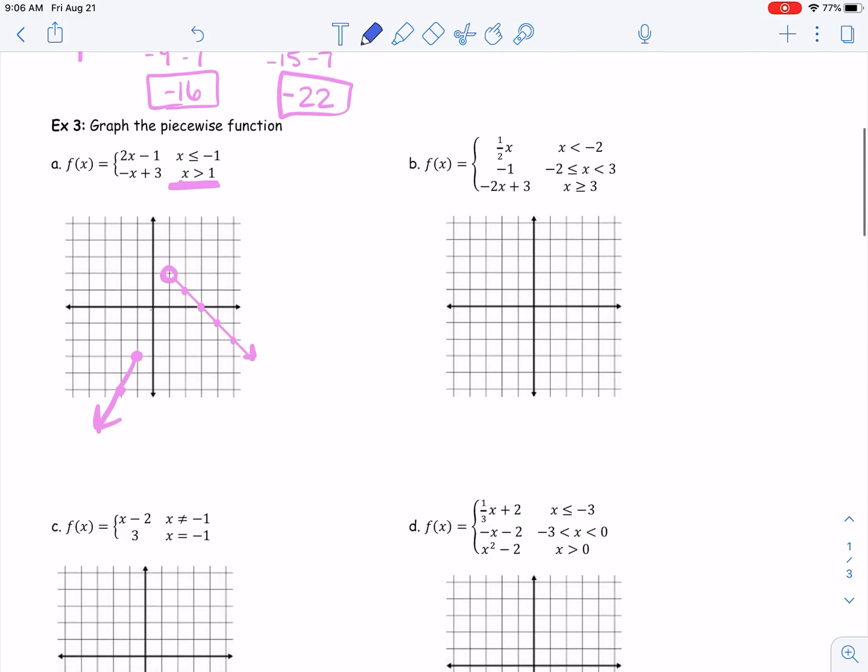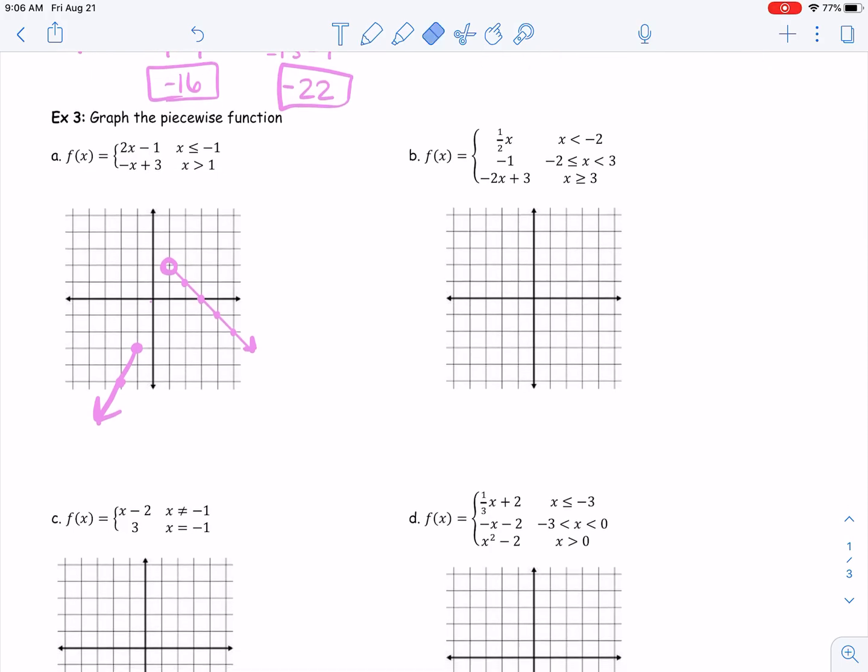Okay, moving on to the second one. So now we have f of x equals 1/2 x when x is less than negative 2. We have f of x is equal to negative 1 for negative 2 less than or equal to x less than 3.